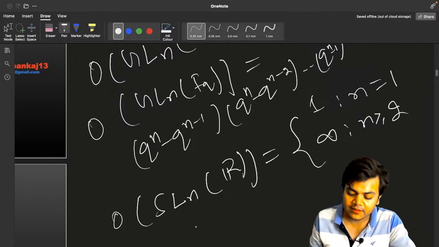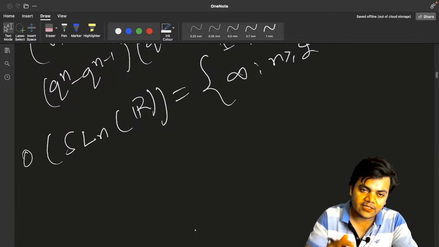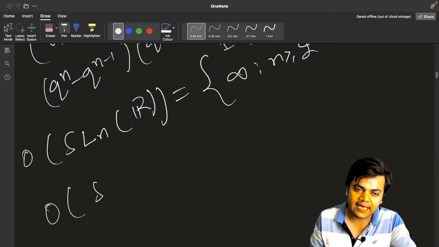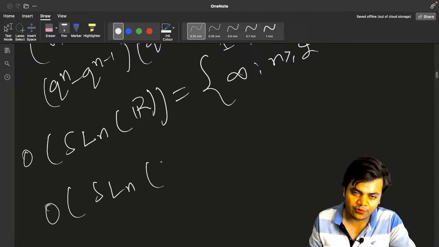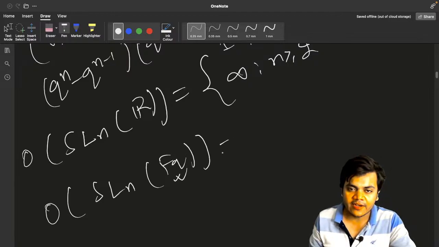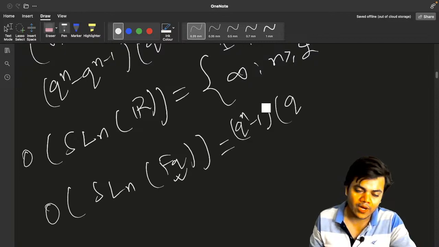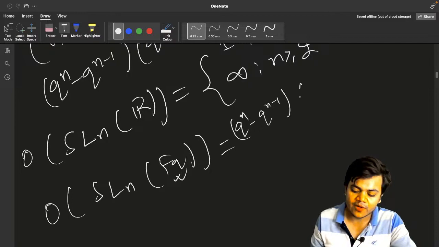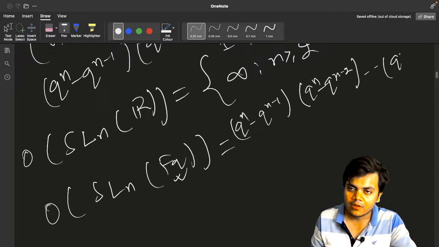But if I am going to ask about the order of SL_n(F_q), I mean to say the special linear group whose entries are from the field F_q, then in that case it is going to become Q^n minus 1 into Q^n minus q^(n-1) into Q^n minus q^(n-2), and by doing so (Q^n minus 1) over (Q minus 1).